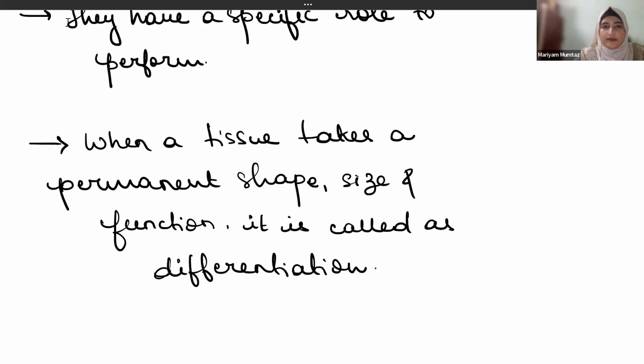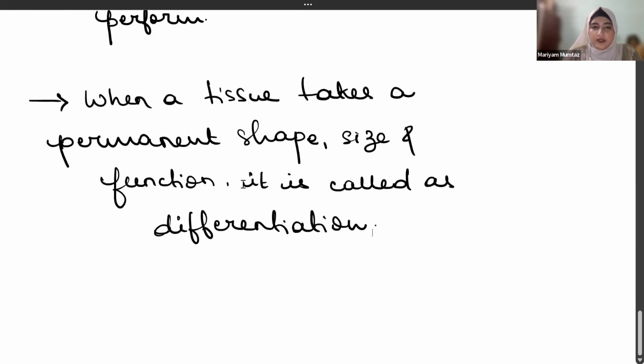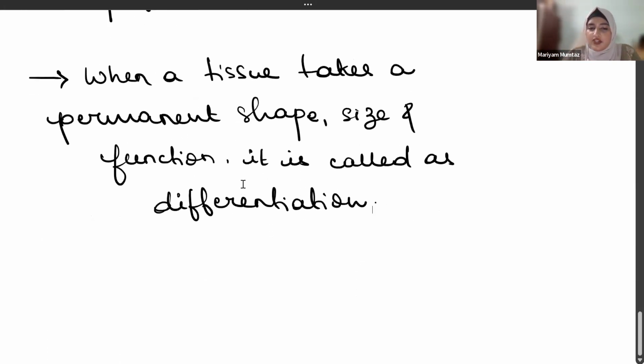Ma'am, what you have read, I can't see. Can you just write it? Yes, yes. Is it visible now? You can note it down. Done? Did you write down this one? Differentiation definition? Yes, ma'am.